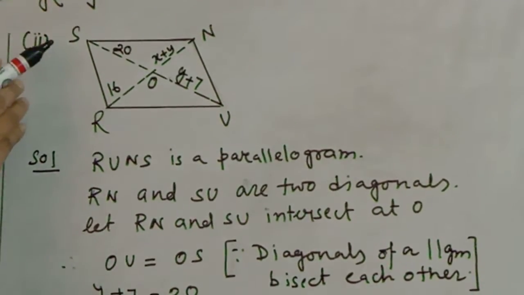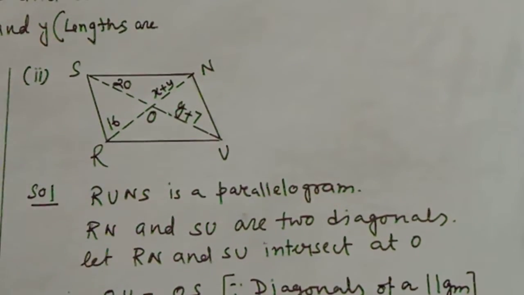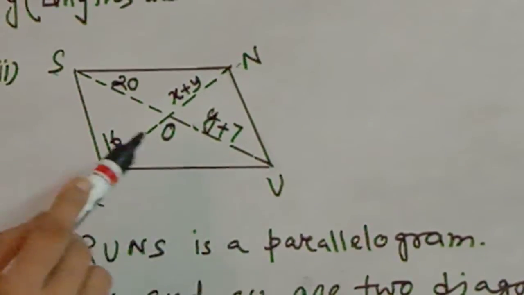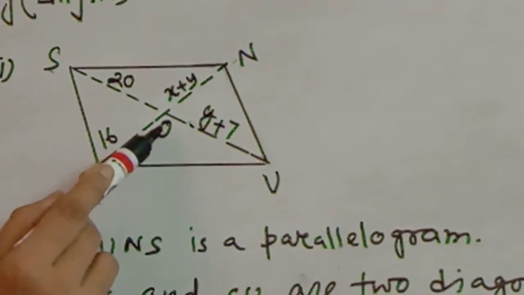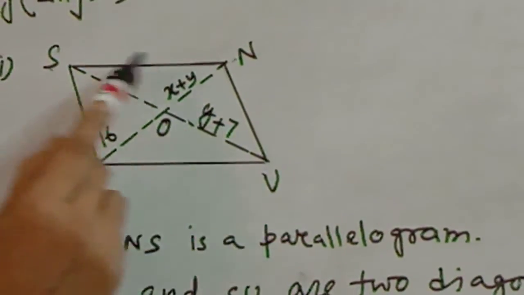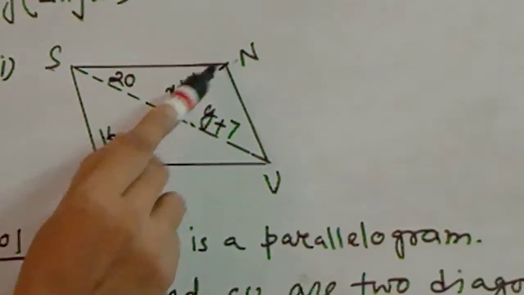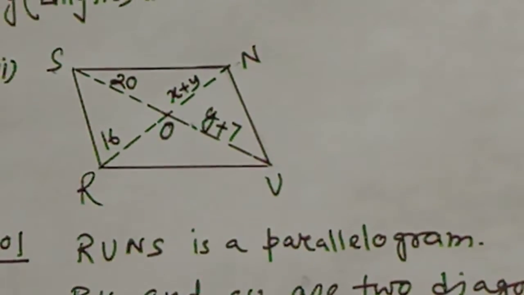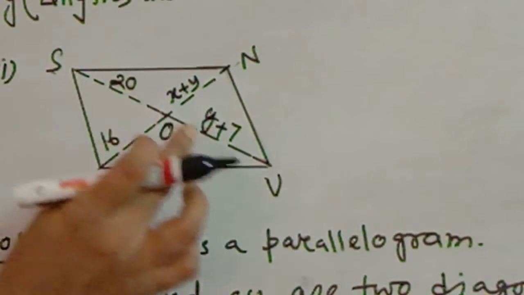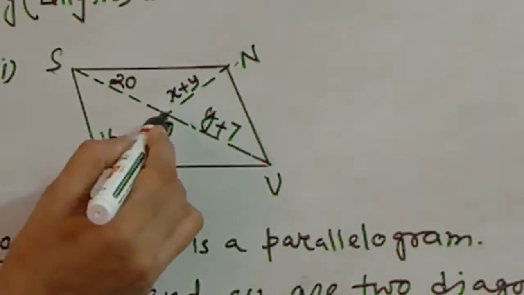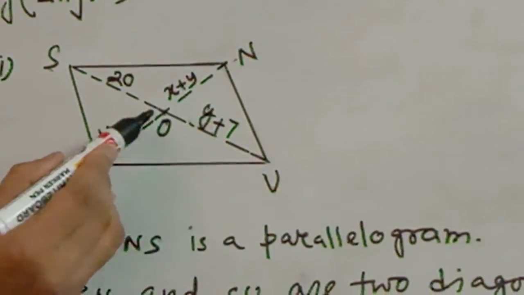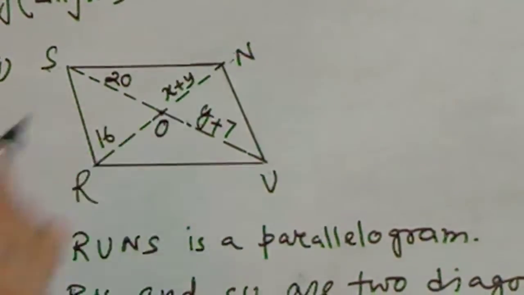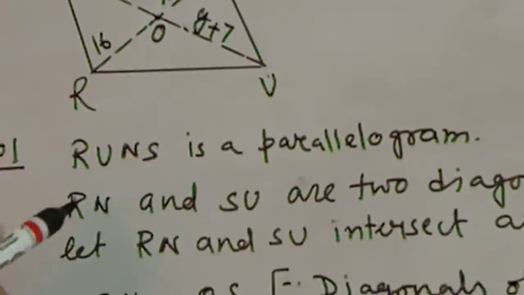Now in second sum, RUNS is a parallelogram. SU and RN are two diagonals. They intersect, let them intersect at O. And you know that the diagonals of a parallelogram bisect each other. When we discussed the diagonals property of a parallelogram, we know that the diagonals intersect at their midpoint. So let them intersect at O. Therefore, OS is equal to OU and OR is equal to ON. So whatever we have discussed here, we will write now.